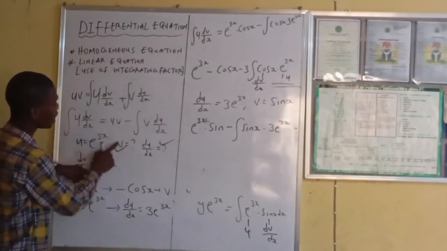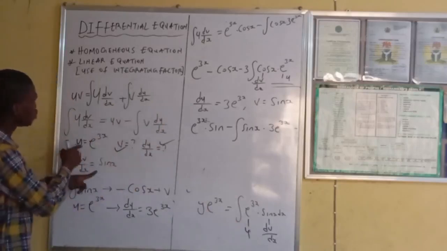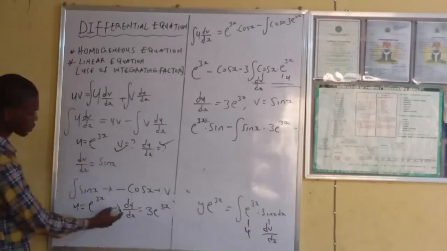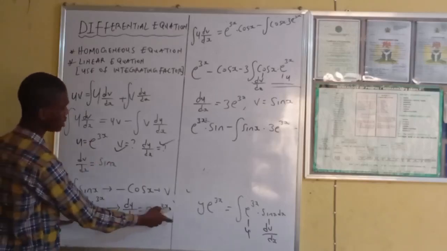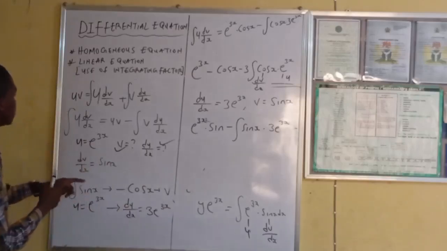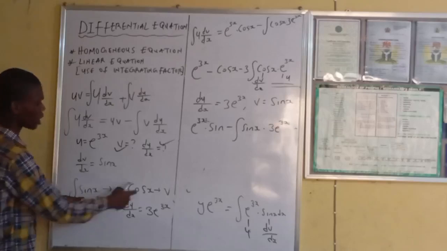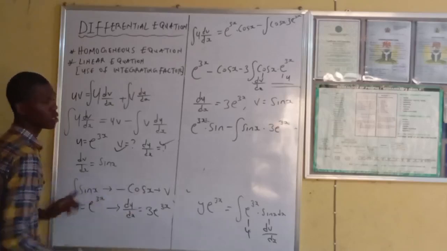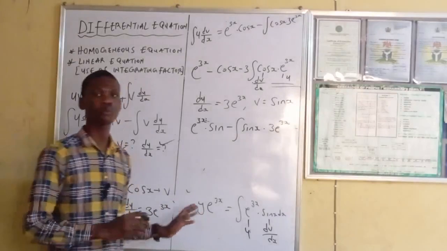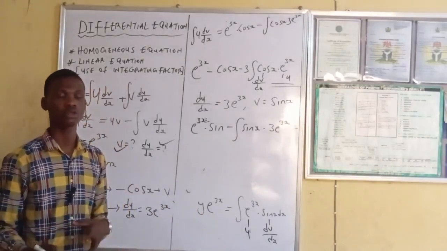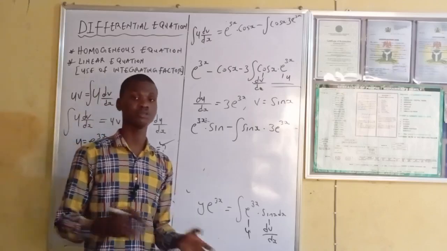Then how do I get v and the u dx? Since we know u to be this, the u dx, just differentiate. That's how we got 3 exponential 3x. Since we know that the v dx is sine x, how do I get v? Integrate, that will give us cos x. This approach is just your understanding of differentiation and integration. So you can brush up your differentiation and integration.